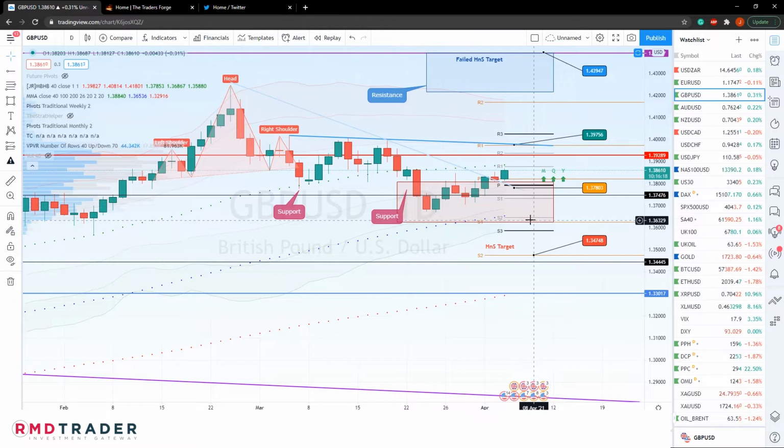There is some support, as you can see at the bottom end of that support zone, also at the daily 100 SMA. That would be at about 1.364, with the head and shoulders target remaining unchanged at 1.347.